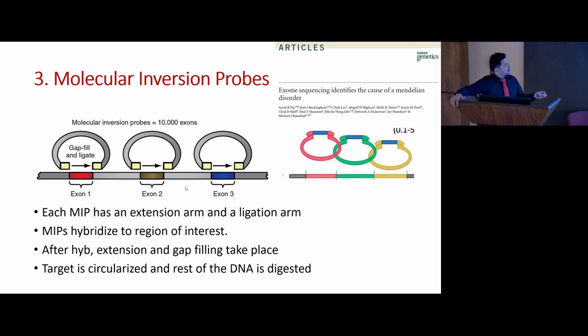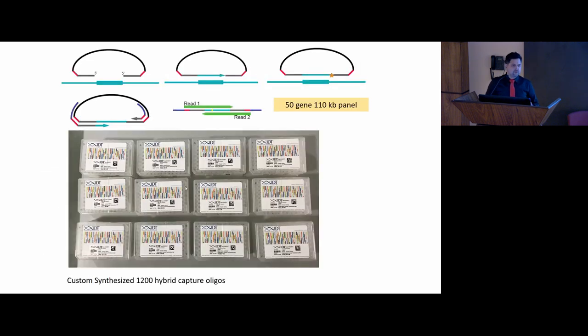This undergoes rolling circle amplification to get a sequencing-ready library. Okay, this is still not commercially available in India. Some companies have made it commercially available abroad, but not so much. Just to show you an example, we initially started a lab in 2016 using MIPs.